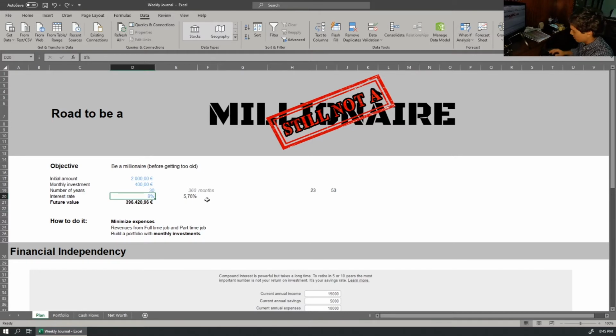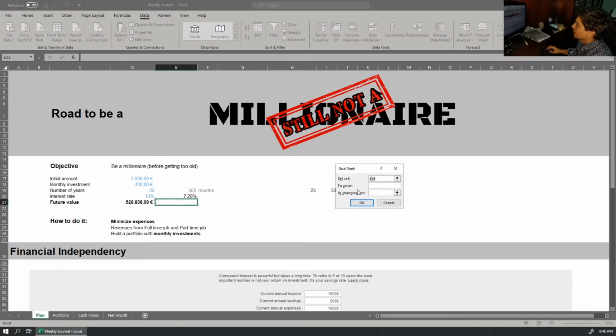Changing the interest rate, I think we could increase it, for example, to 10%, as we have already seen. Some studies suggest that stock markets can sometimes average around 10%. So let's imagine and leave it there, but remember that we are being quite optimistic already.